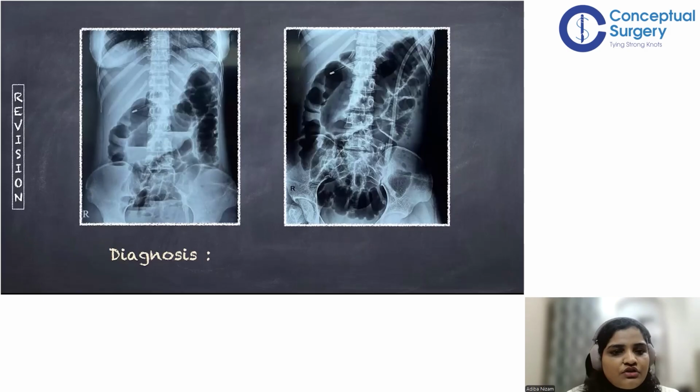This is again a case of an obstruction. This is a large bowel obstruction. On the erect X-ray, you can again see multiple air fluid levels, whereas on the supine X-ray, we have dilated large bowel loops. Large bowel loops are characterized by the presence of haustrations in the large bowel wall.